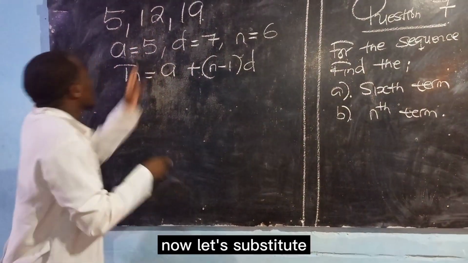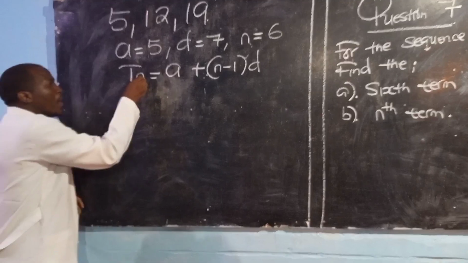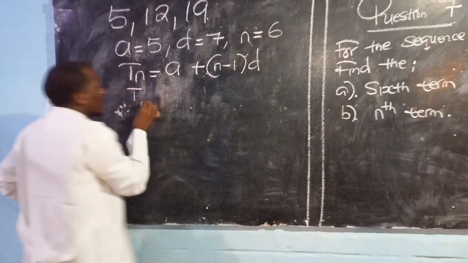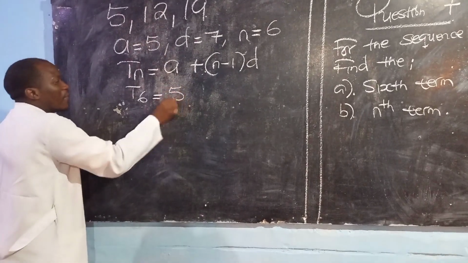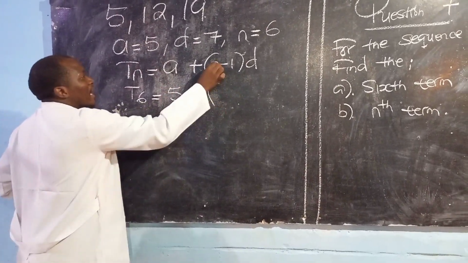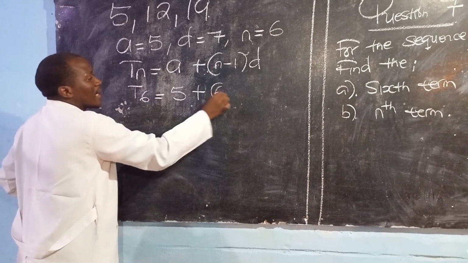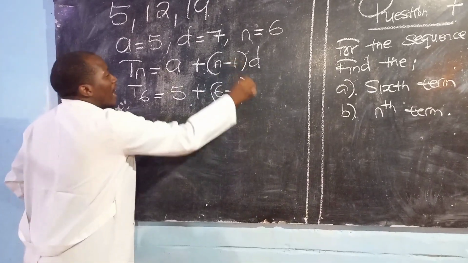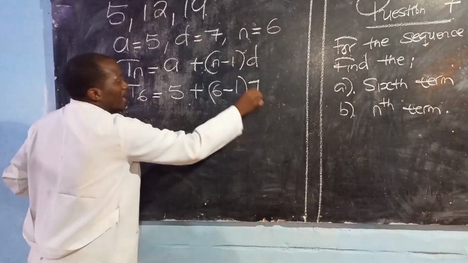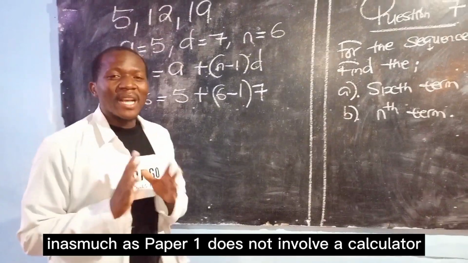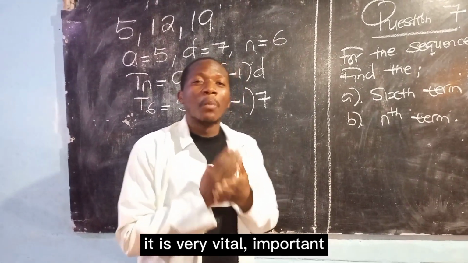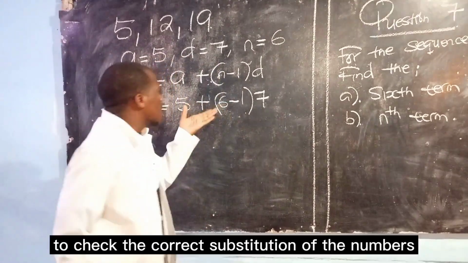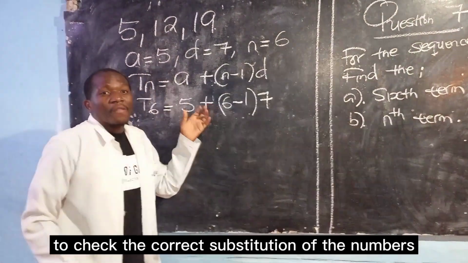Now, let's substitute. Where there is t n, we replace with t 60. Where there is a, we replace with 5, plus, where there is n, we replace with 60 again, minus 1. And where there is d, we replace with 7. In as much as paper 1 does not involve a calculator, it is very vital for you to check the correct substitution of the numbers.